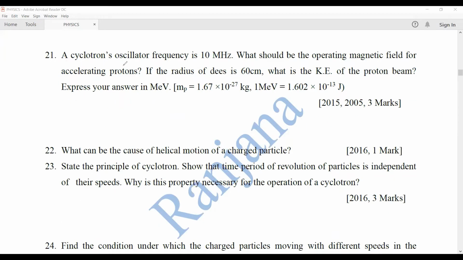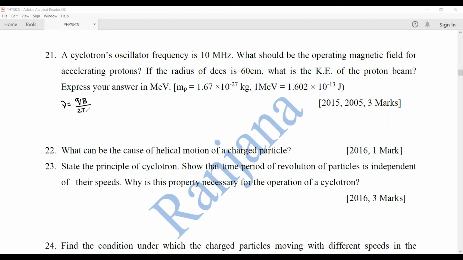Question number 21. A cyclotron's oscillator frequency is 10 megahertz. What should be the operating magnetic field for accelerating protons? The radius of the dee is given as 60 centimeter, and also you have to find out the kinetic energy of the proton beam. We know that the cyclotron frequency is given by qB upon 2 pi m.